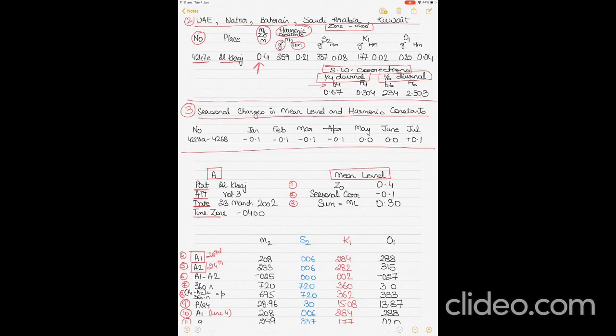Line 2 is the seasonal correction that we get from here for the month of March, because that's the date in question, as -0.1. So the mean level is Z0 minus the seasonal correction, because in this case the seasonal correction is -0.1. If it was plus 0.1, then it would have been 0.4 plus 0.1. So the mean level is 0.30.